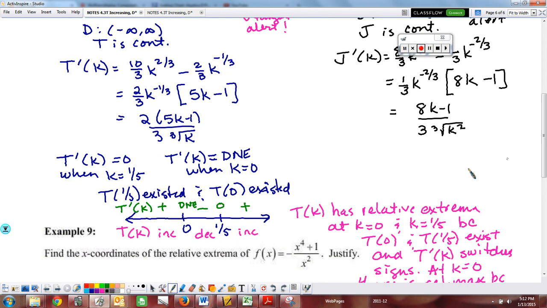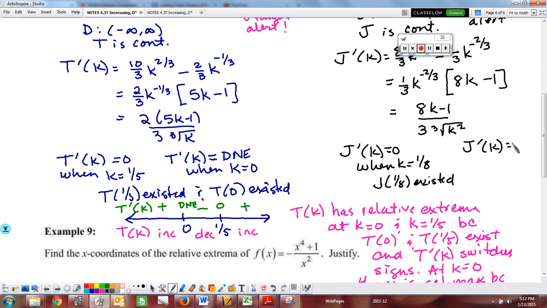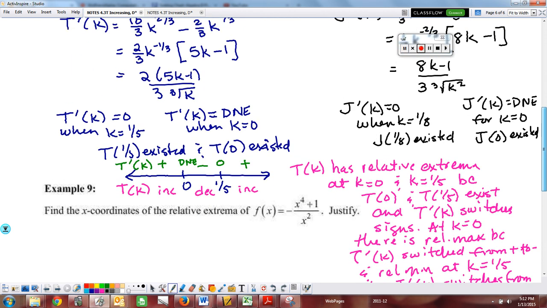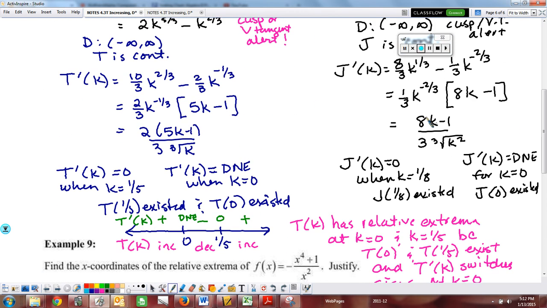Alright, so now we're going to look at that. We're going to find our critical values. J prime of K equals 0 when K equals 1/8. And we know that J of 1/8 existed, so that's going to be a critical value. We also know that the derivative of J does not exist for K equal to 0, and we do know that J of 0 existed, so both of those are going to be critical values. Let's see if I can find myself some room here.